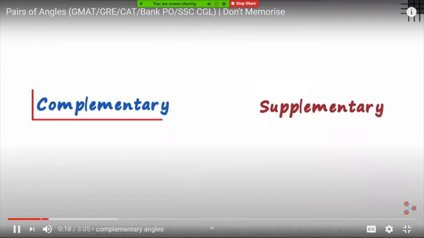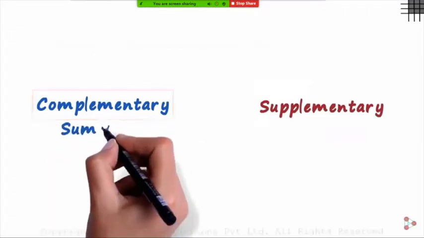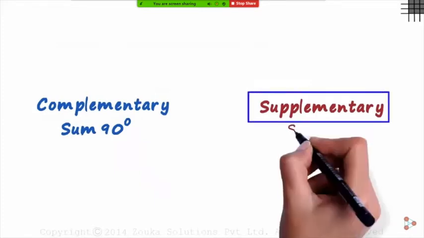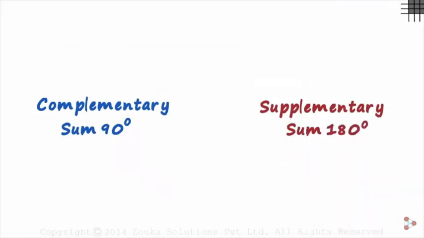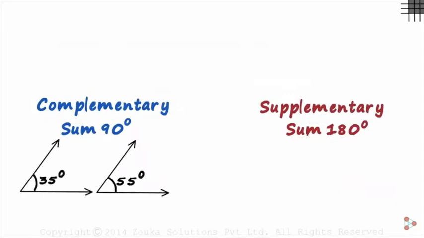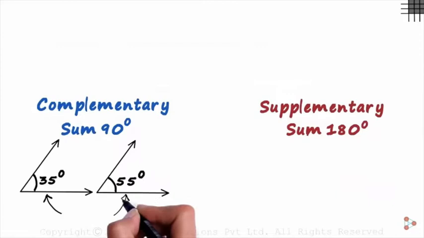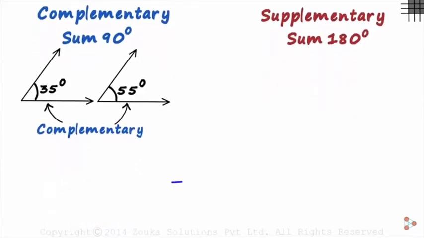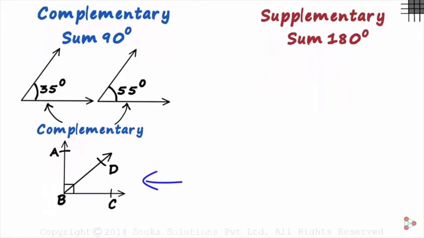2 angles are complementary if the sum of their measures is 90 degrees. And 2 angles will be supplementary if the sum of their measures equal 180 degrees. Yes, that's how simple it is. Look at these 2 angles. 35 plus 55 is 90. So yes, they are complementary angles. If the sum of 2 angles is 90 degrees, then they are complementary. Look at this figure and try to name the 2 complementary angles.